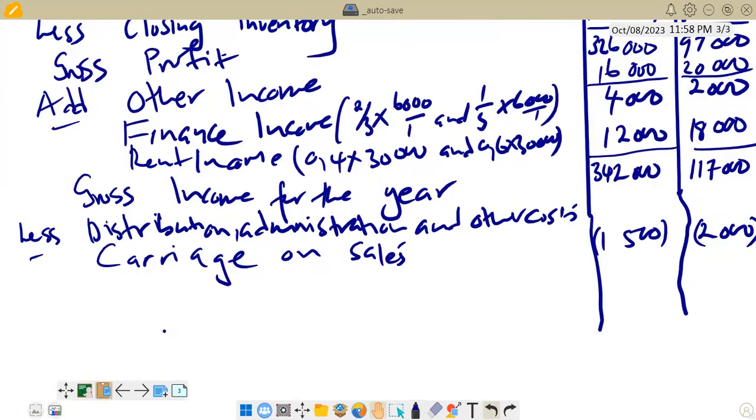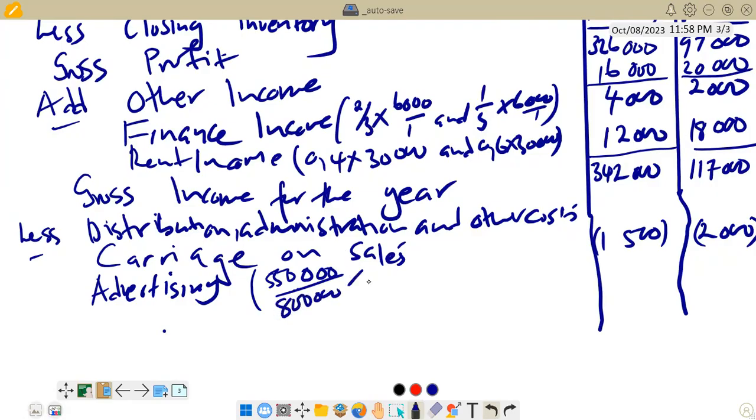So here we are saying we are on advertising. On advertising, the first one we said is 550,000 over 800,000. Then we multiply by 40,000 over 1. Then the second working is 250,000 over 800,000 times 40,000 over 1.